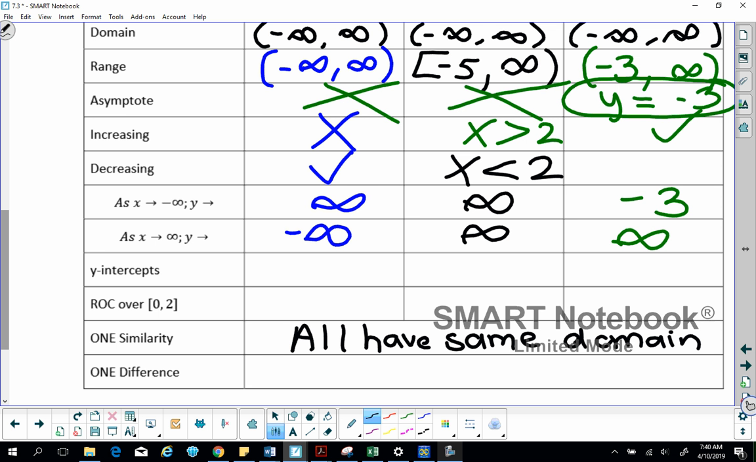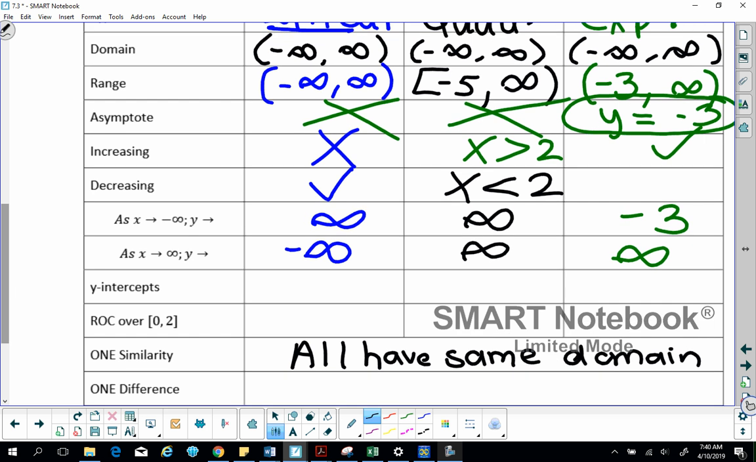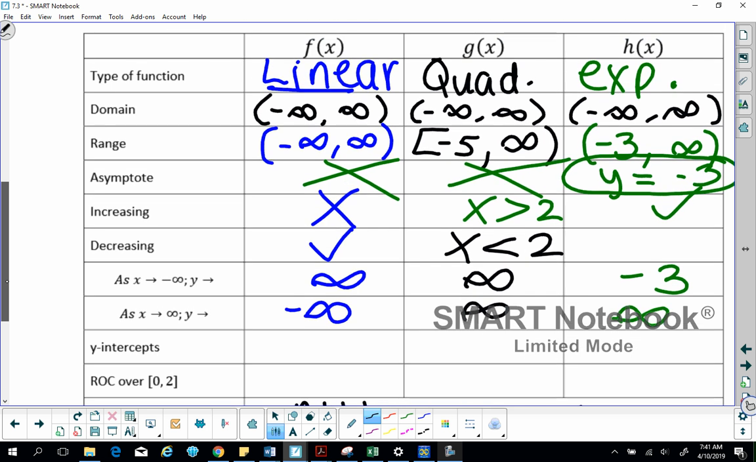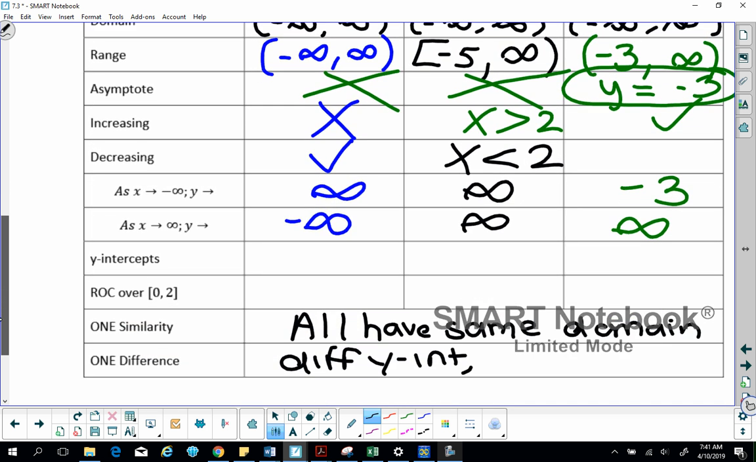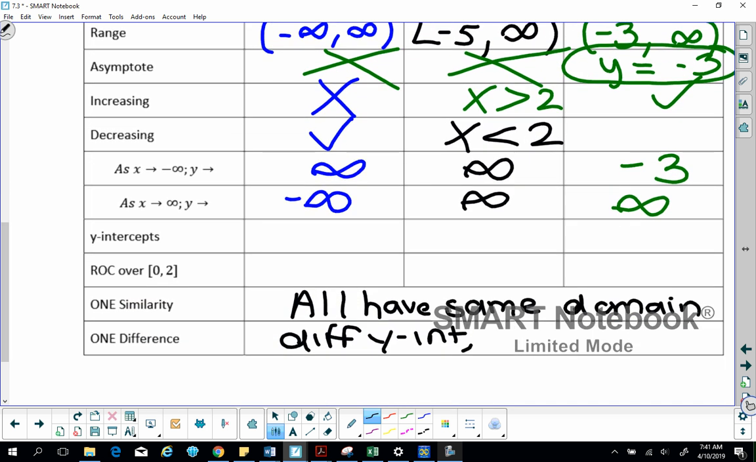One difference, what's one thing that's different about all three? There's a lot of things different, but what's one thing? They all have different y-intercepts. They're all different functions. They all have different ranges. They all have different end behaviors. So any ones you want to write. Does anyone have any questions? This one is what we're going to be doing over next class, so I'm going to have you guys do that next class.